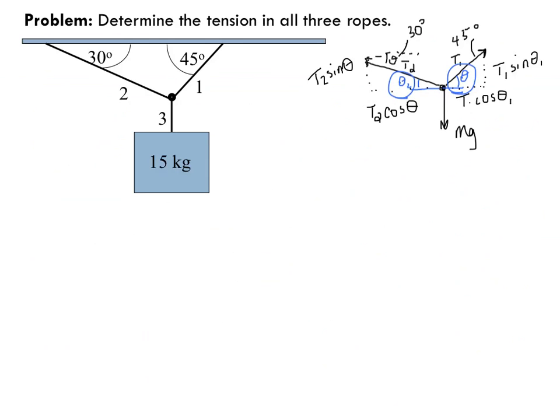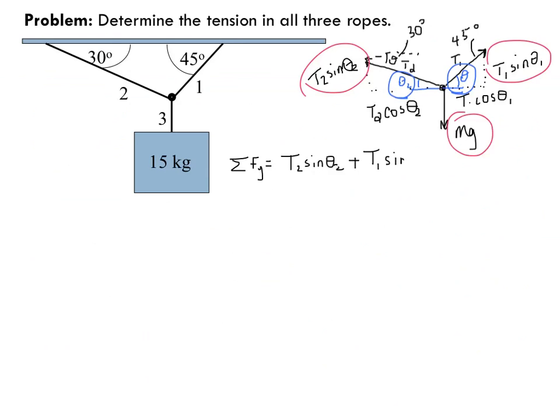Now, I want to write the sum of the forces in the y direction, and then the sum of the forces in the x direction. So, in the y direction, I have 3 different forces. 2 of them are pointing up, and 1 of them is pointing down. So, I have T2 sine theta pointing up, and this should be sine theta 2, plus T1 sine theta 1 minus mg, and all of this is equal to 0.